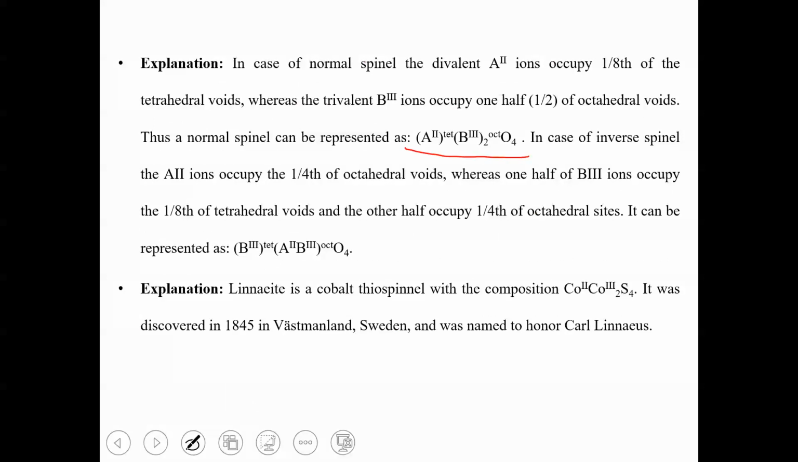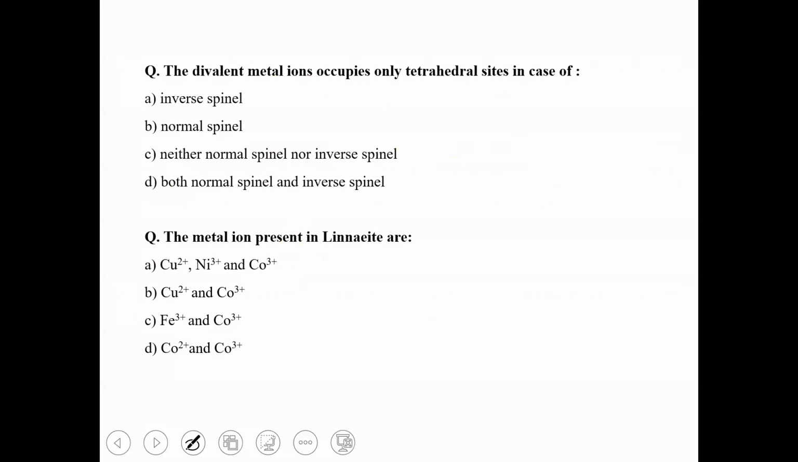And in case of inverse spinel, the bivalent ions occupy octahedral voids, as well as one half of the trivalent cations occupy tetrahedral voids, right? So it can be represented as this one. Okay, you can see A in plus 2 oxidation state and B in plus 3 oxidation state in octahedral environment. But in normal spinel structure, the bivalent cation is in tetrahedral environment. Okay, so this will be the right answer.